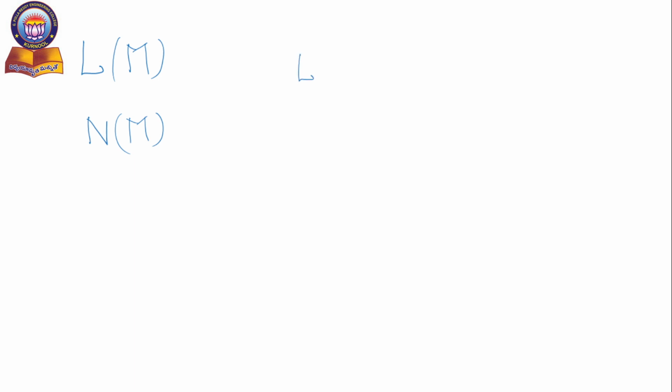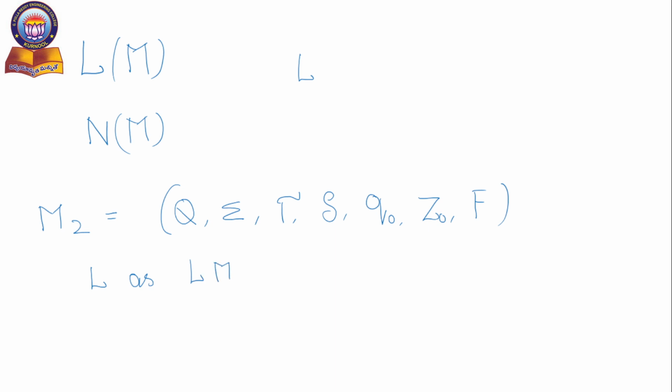So let M2 be the machine which accepts the language by final state, and let its description be like this: Q, sigma, tau, delta, Q naught, Z naught, F. This is the PDA accepting the language as L of M. Then from this, we can construct an equivalent PDA which accepts the same language L by emptying the stack. Let us see the construction steps.